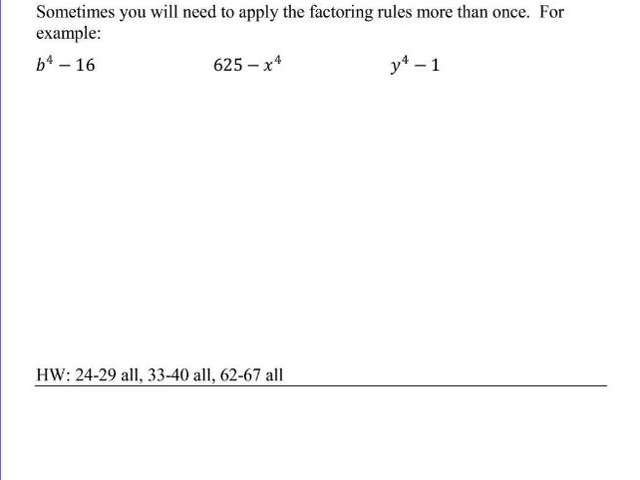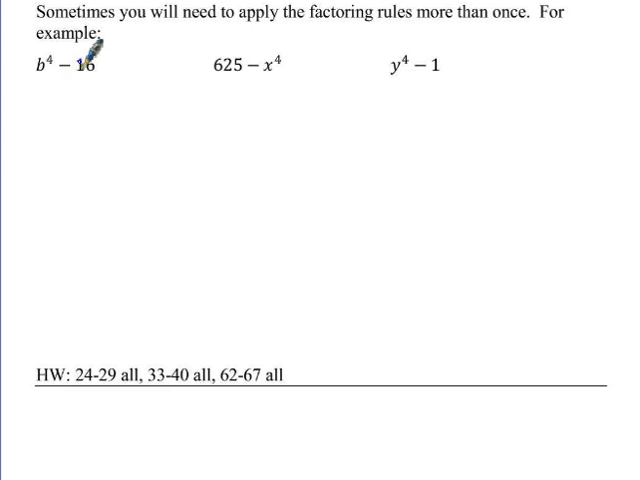Okay, last 3 problems here. Sometimes you're going to have to factor more than once. So if something factors, you might have to factor it again. And then you're not going to be done factoring until all the factoring is done. So a good example of that is this one, b to the 4th minus 16. Notice we only have 2 terms sitting here, and we are subtracting them. So maybe we have a difference of squares.